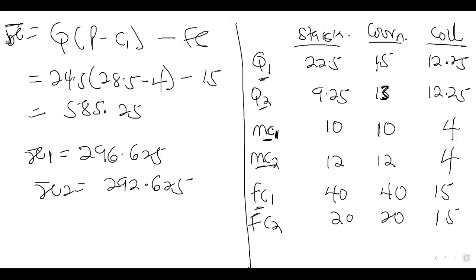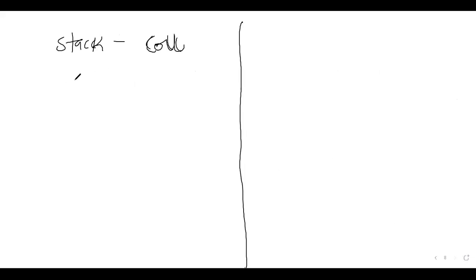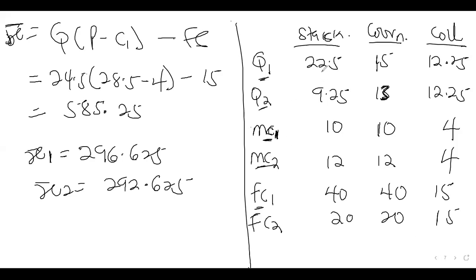So the question says that each of them is free to either go Stackelberg or Collusion. Determine the likely outcome. Now let's assume firm one goes Stackelberg and firm two goes Collusion, all right? Now remember that if firm one goes Stackelberg, his output is 22.5 from the summary table. And if firm two goes Collusion, firm two's output will be 12.25. Remember that. That is why this summary table is very important.